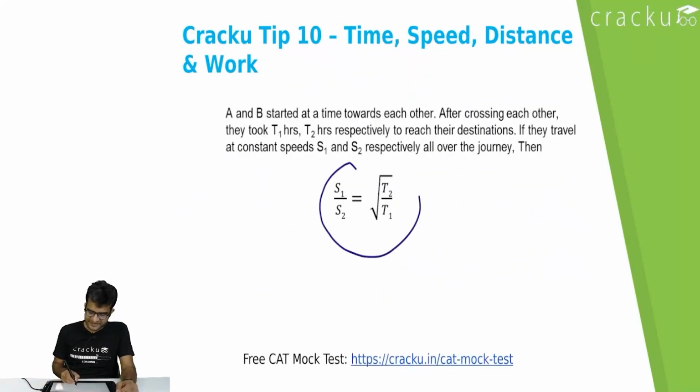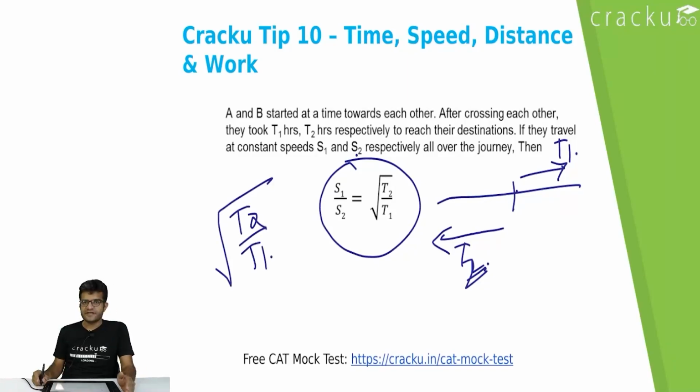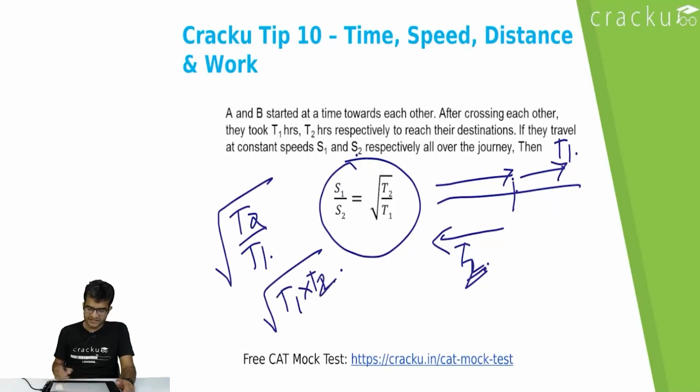This is the same thing that we discussed. After they meet, if the first guy has taken T1 hours and if the second guy has taken T2 hours, then the ratio of their speeds will be square root of T2 divided by T1. And the time they have taken to meet each other in the first place will be equal to square root of T1 into T2. This we discussed in the earlier slide.